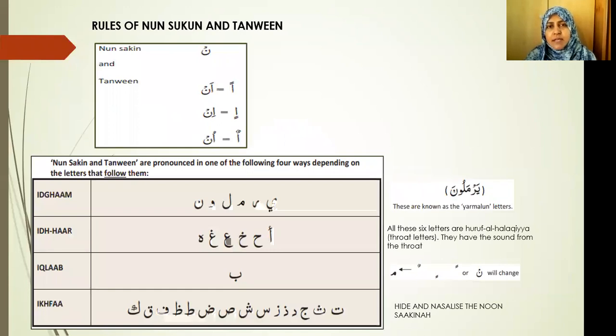We started covering yesterday the rules of noon sakin and tanween, and we said a noon sakina or the noon that's hiding inside a tanween can be read four ways: either in an idgham, or by id-haar, or by iqlab, or with an ikhfa. So we covered yesterday, we explained the rule of iqlab, and today we will inshallah explain the rule of id-haar.